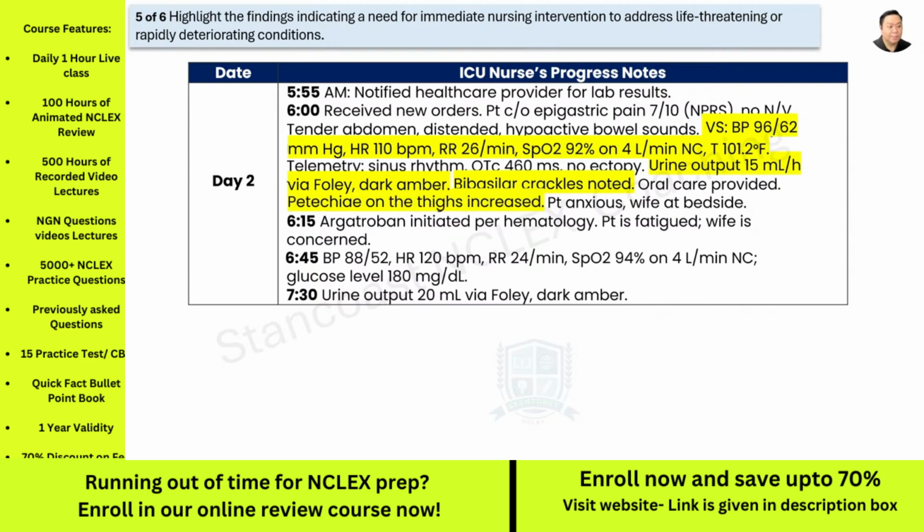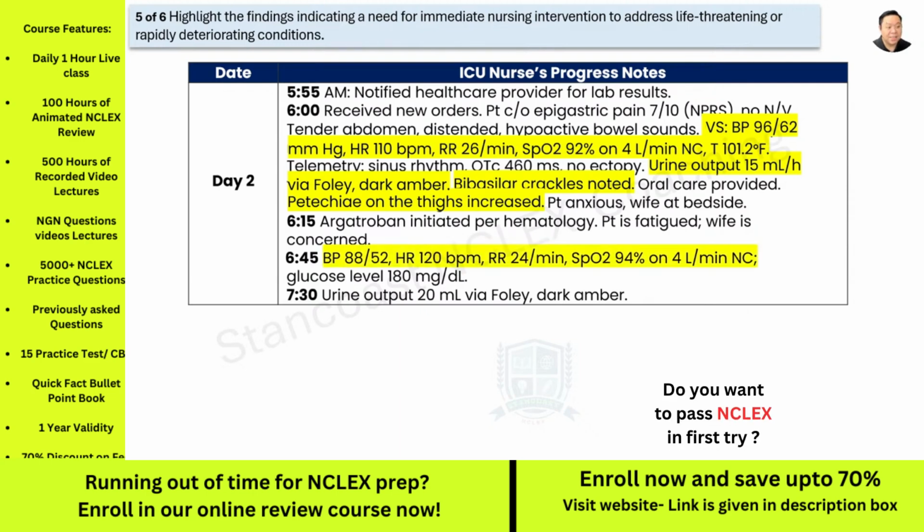We have petechiae on the thighs increased. These petechiae suggest that there is DIC, or disseminated intravascular coagulation, which is also a life-threatening complication of pancreatitis. We need to promptly evaluate this patient with coagulation studies, a platelet count, and also to intervene to prevent further systemic complications. Now, what else do we have in our case?